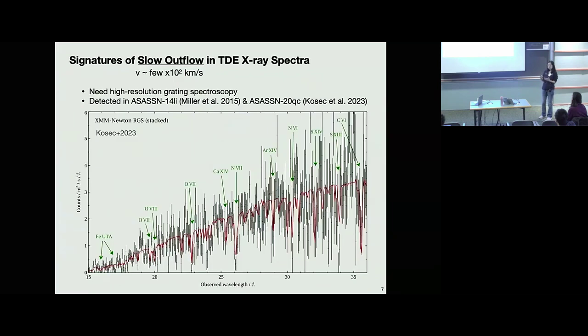In terms of low velocity outflows, they have been found as narrow absorption lines in high resolution X-ray grating spectra. For example, we have detections of few hundred kilometers per second slow outflows in ASASSN-14li, as well as this more recent ASASSN-20qc, whose RGS spectrum is shown here. But I do want to highlight that you need the TDE X-ray flux to be relatively bright to do this sort of high quality, high SNR X-ray spectral study in order to search for fast or slow outflows.